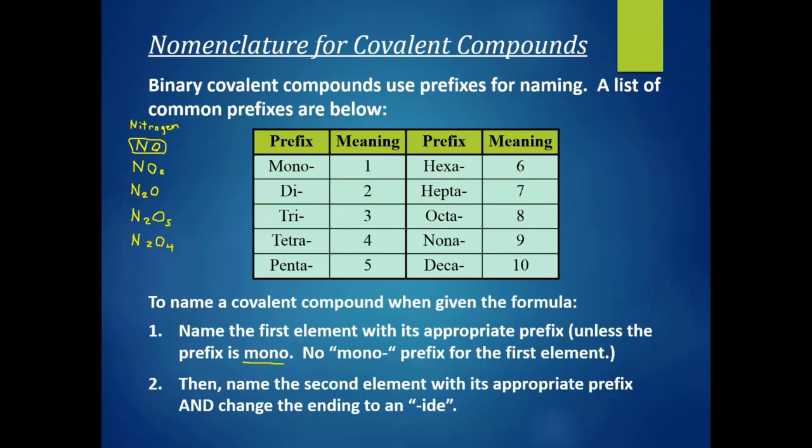Now, for the second element, if there's only one, like in this case with the NO, I am going to use the mono prefix. So this would be mono oxide, or monoxide.